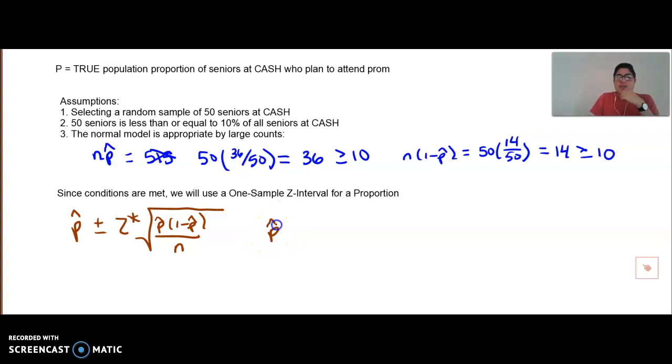So p hat, we know, was the number of successes over the sample size. And look, n is also listed in the formula, so I would only have to list n one time. Our successes were 36 out of 50. So that takes care of p hat, that would take care of 1 minus p hat, and that also takes care of n.